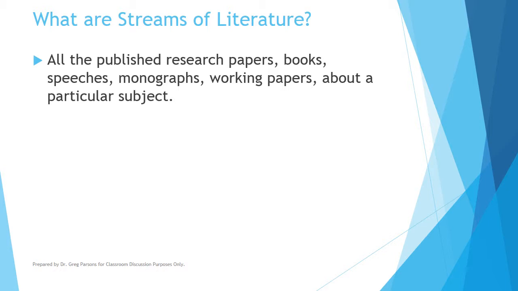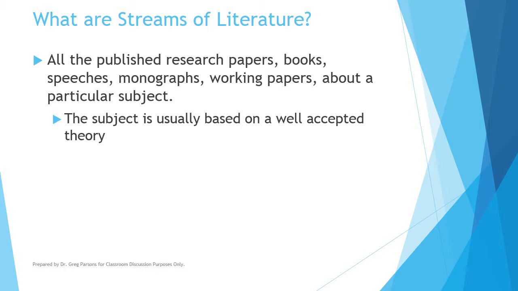You might find other points of view, but basically, when we're looking at a stream of literature, and I'm looking at it from the perspective of a chairperson on many dissertation committees, what we're looking for is all the material that's been published on a particular topic. Everything. Books, research papers, speeches that were given, monographs, working papers. If you're doing a complete literature review on a stream of literature, it's everything. That's impractical in some cases, but we'll talk about that in a second.